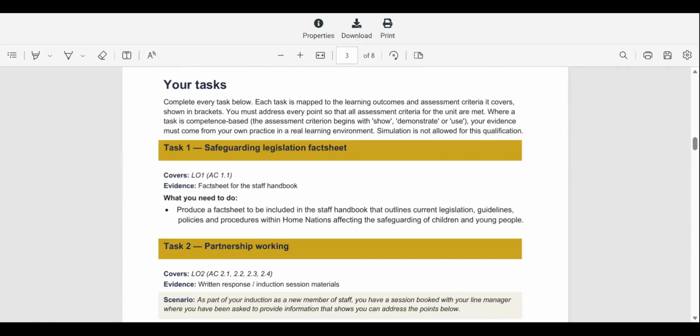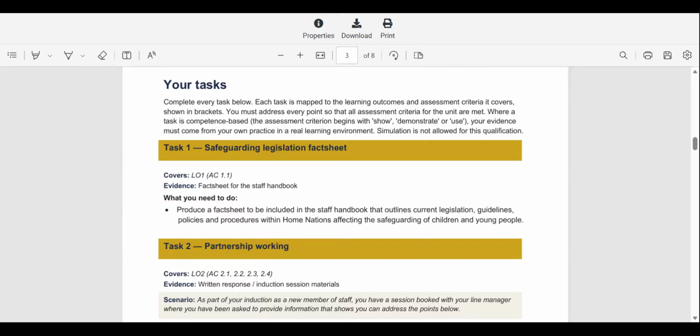So your tasks: complete every task below. Each task is mapped to the learning outcomes and assessment criteria it covers, shown in brackets. You must address every point so that all assessment criteria for each unit are met. Where the task is competence-based, your evidence must come from your own practice in a real learning environment, and simulation is not allowed for this task.